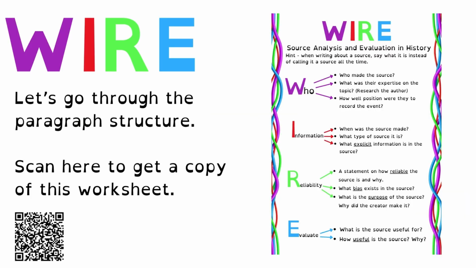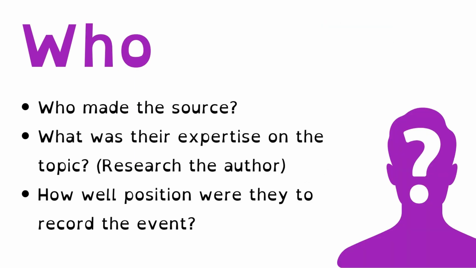So this is what the WIRE structure looks like. The W stands for who, the I stands for information, the R stands for reliability, and the E stands for evaluate. If you want a copy of this worksheet right here, you can go ahead and scan the QR code. I'll also put a link for the file in the description too. So let's go through each step of the WIRE method.